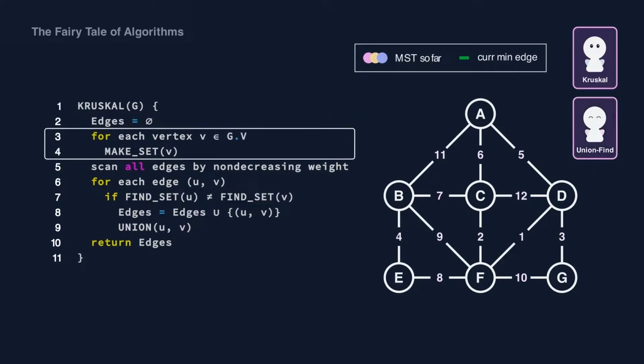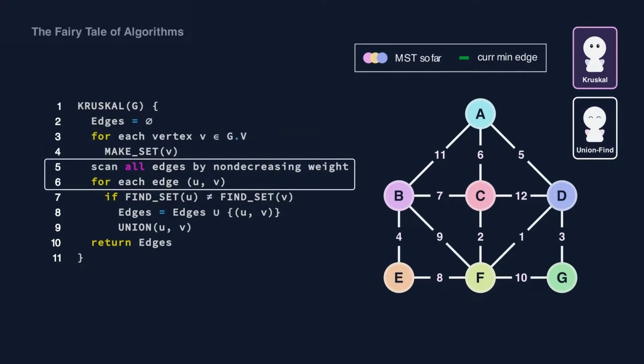First of all, Union Find marks each node in different colors through the make set operation, because she knows that each node belongs to its own group initially. Then she scans all edges by non-decreasing weight. The first edge she scans is DF, whose weight is the smallest.